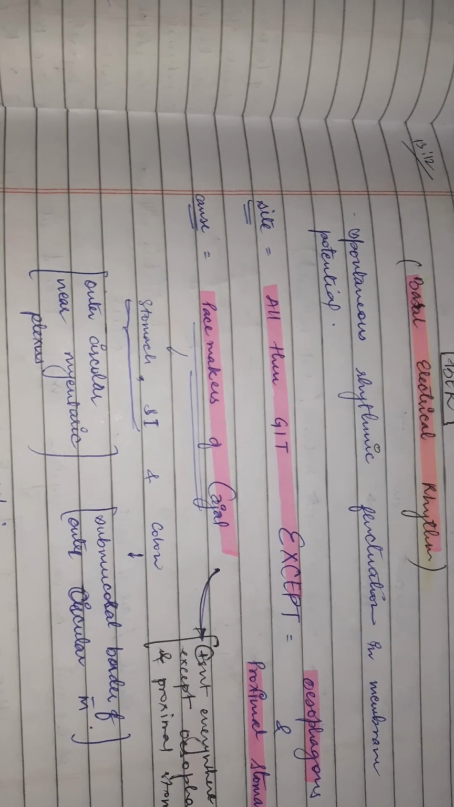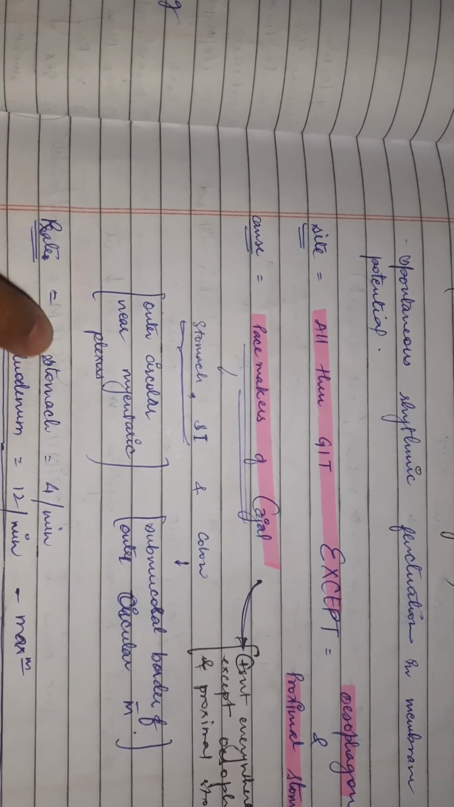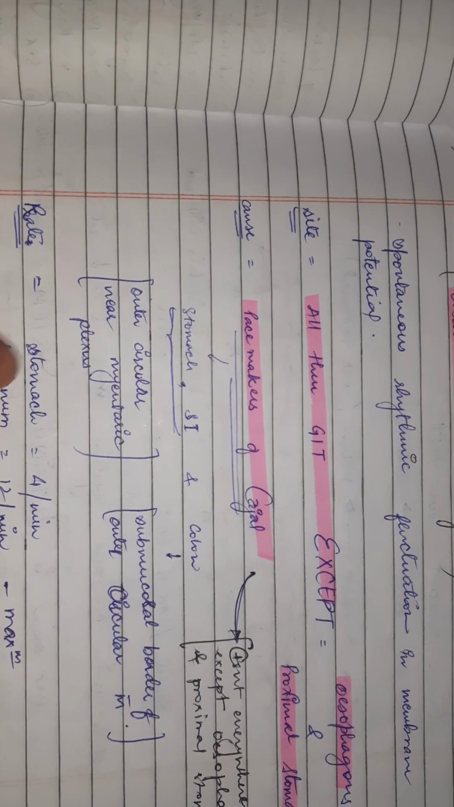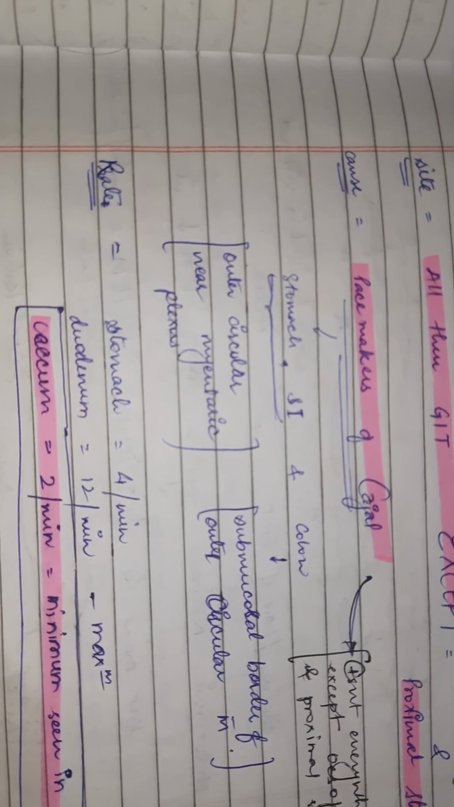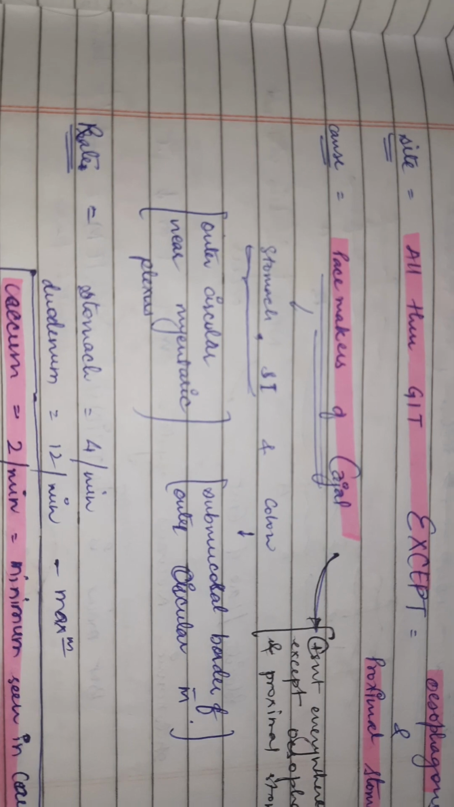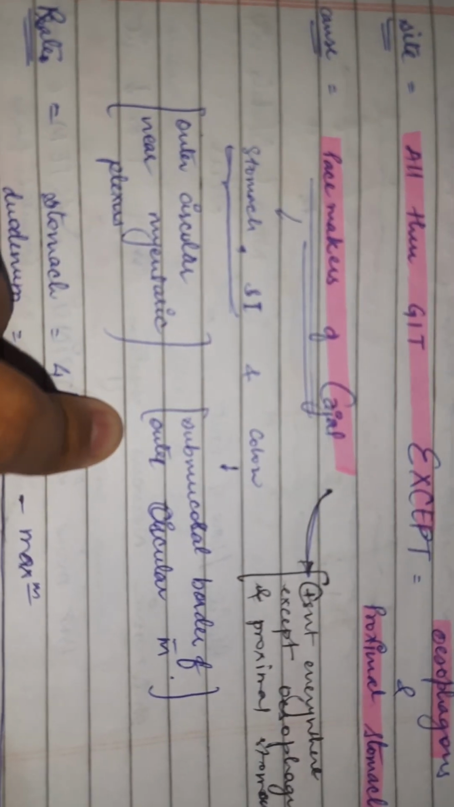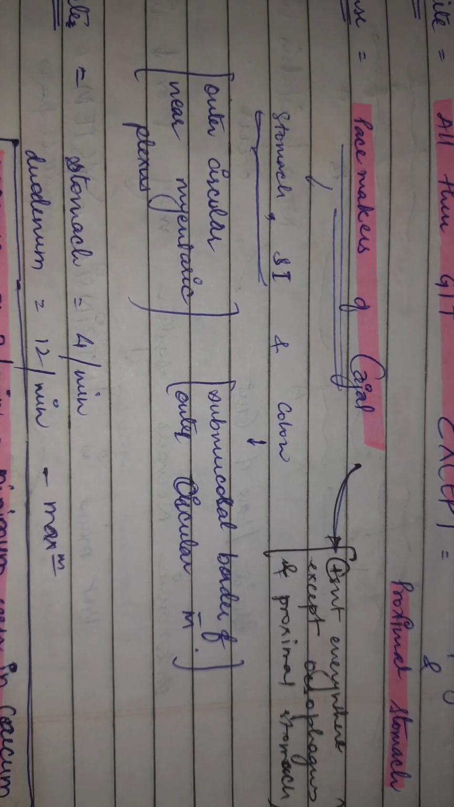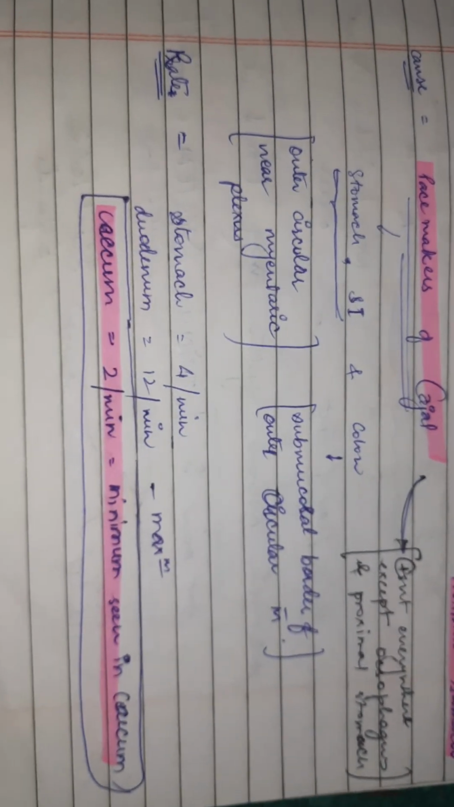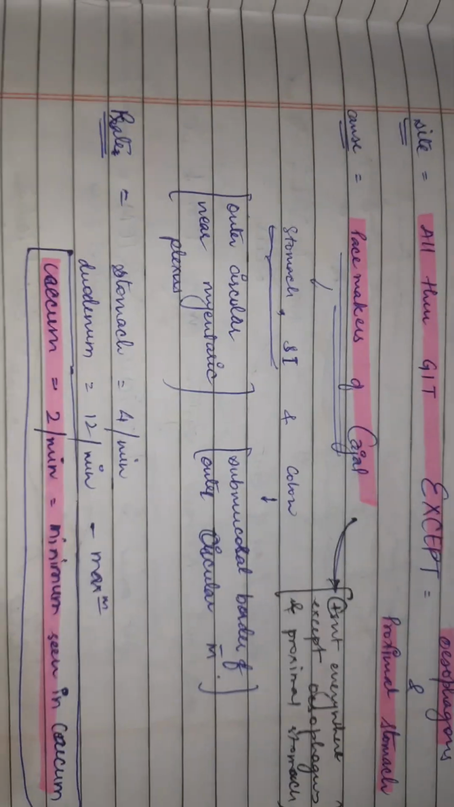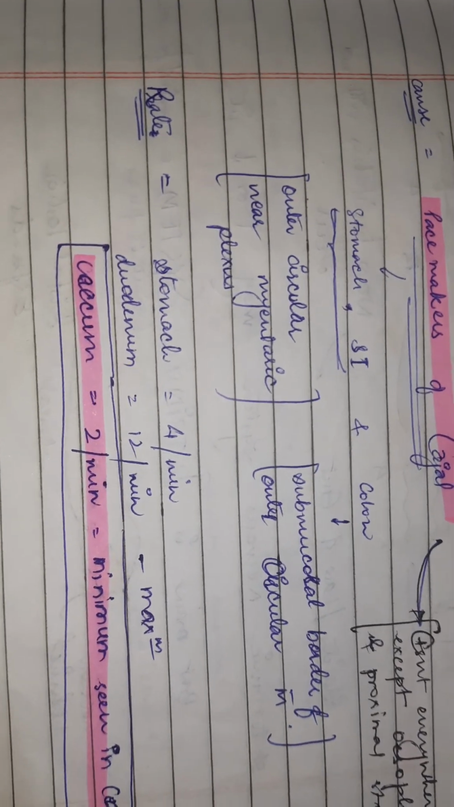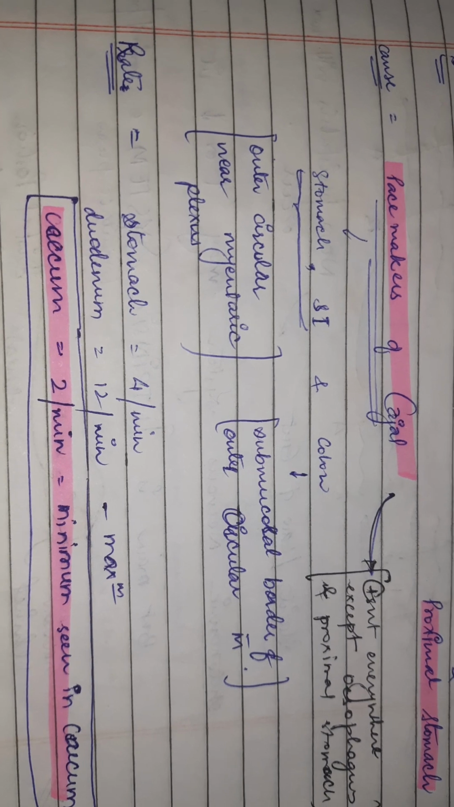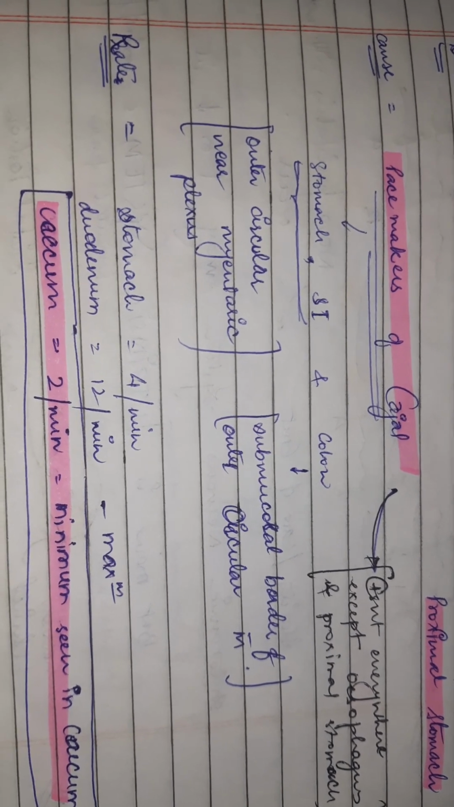In the stomach and small intestine, it is present in the outer circular muscle near the myenteric plexus. We will see further what the myenteric plexus is, but first remember, in the stomach it is present in the outer circular muscle near the myenteric plexus, and in the colon it is present in the submucosal border of the outer circular muscle. Then the rate: in the stomach it rhythms about 4 times per minute. In the duodenum, BER is 12 per minute, which is maximum, and in the cecum it is 2 per minute, which is minimum.